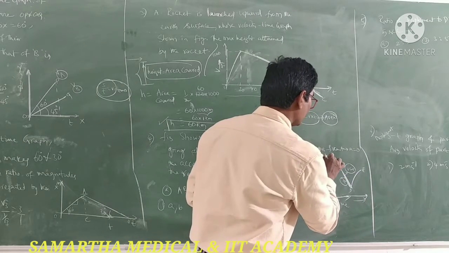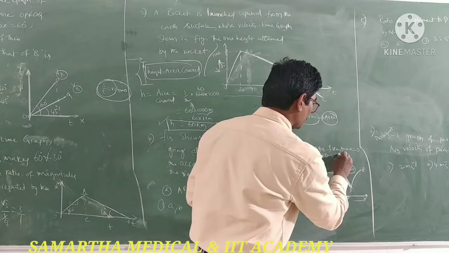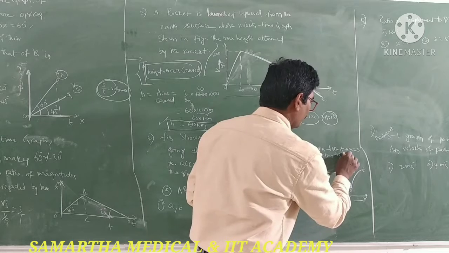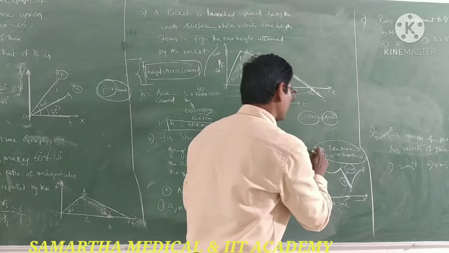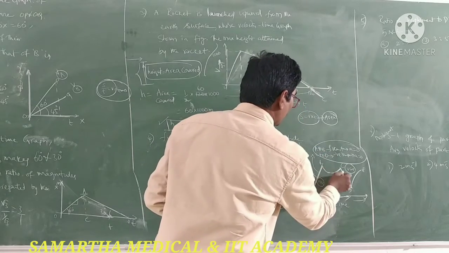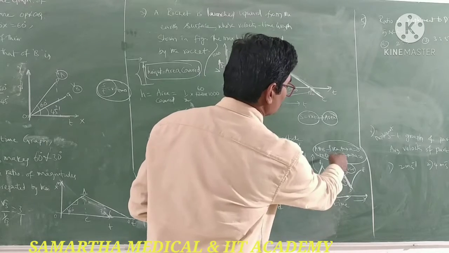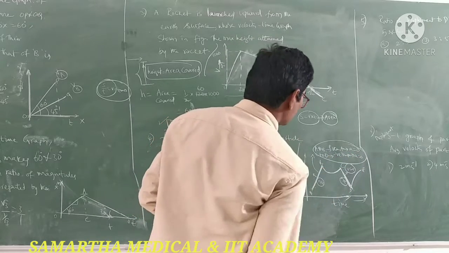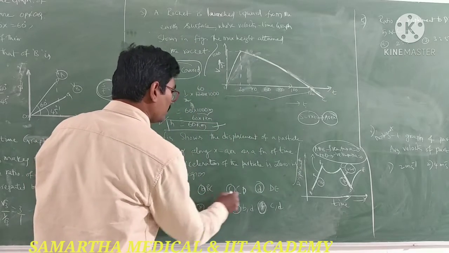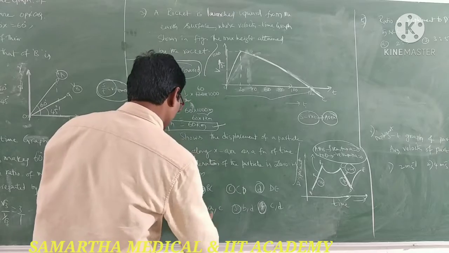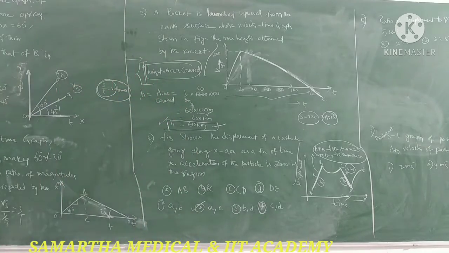Similarly, for C to D, you are getting a constant velocity, a negative value of V, a negative constant, so the acceleration is 0. So the answer is A to B and C to D. These two represent uniform velocity, but the acceleration is 0. So the answer is A, B and C, D. So both A and C. So the second option is the answer.